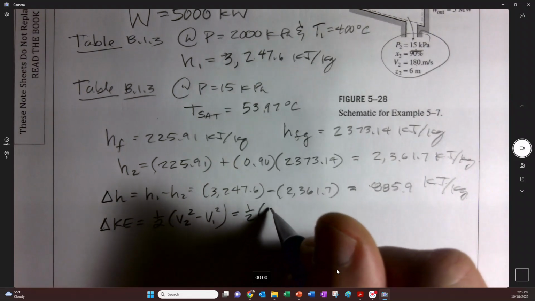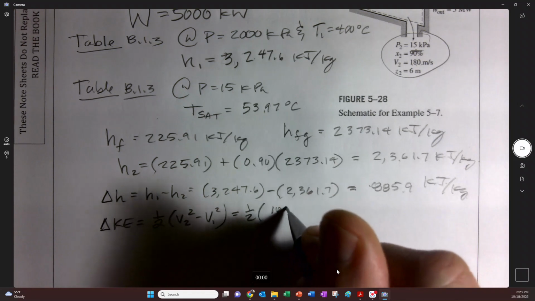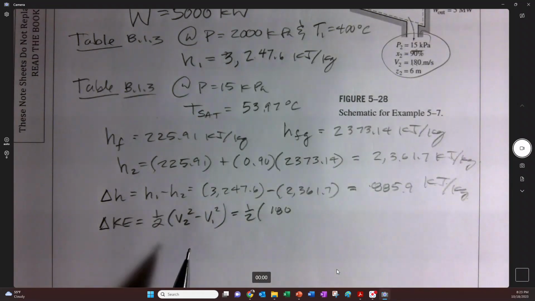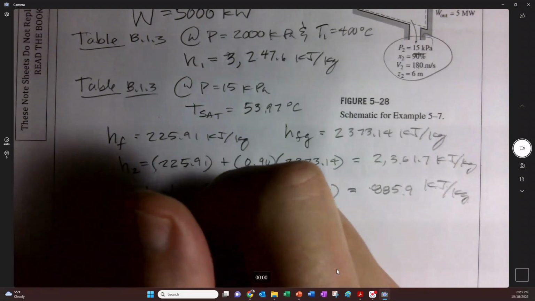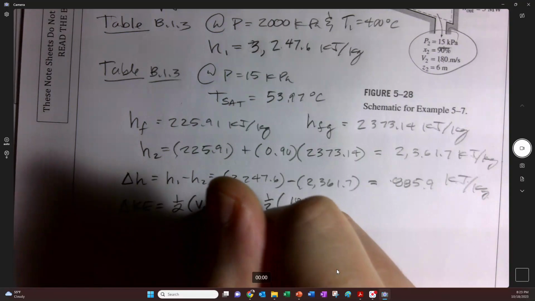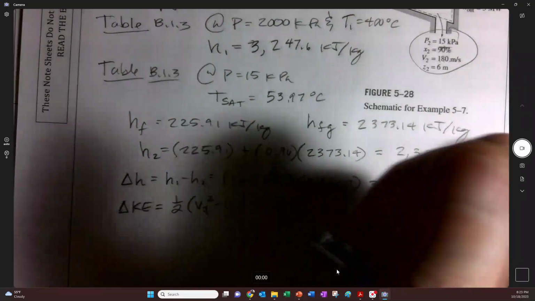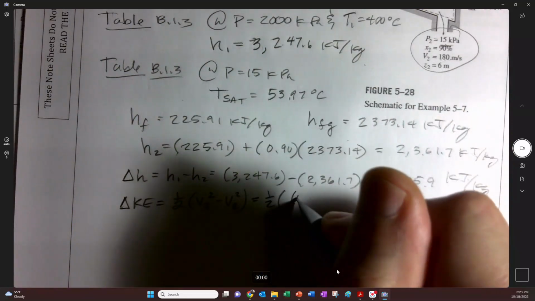So that's going to end up being 180. Right, so actually, this should be 1 minus 2 if we're going to really compare, right? 1 minus 2. So this really should be 50. Of course, we're going to get a negative number.